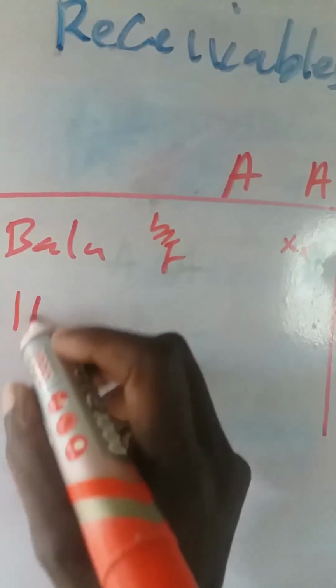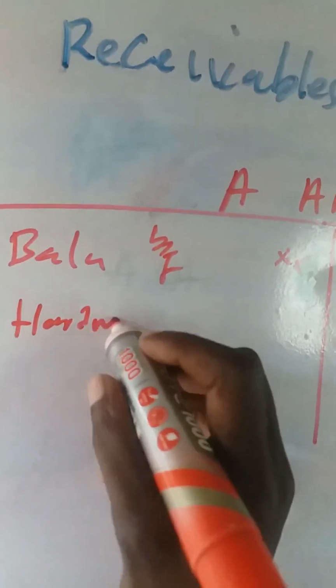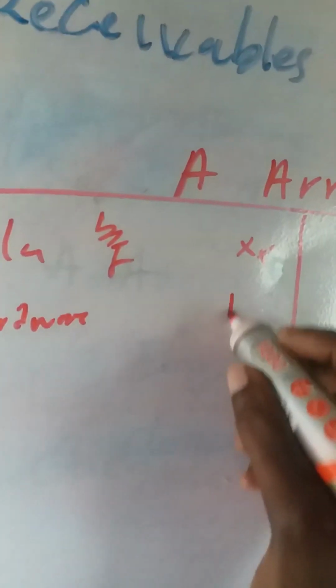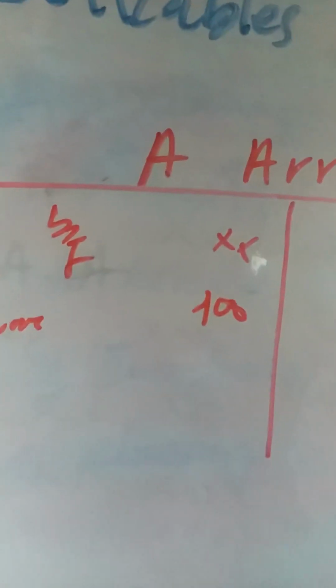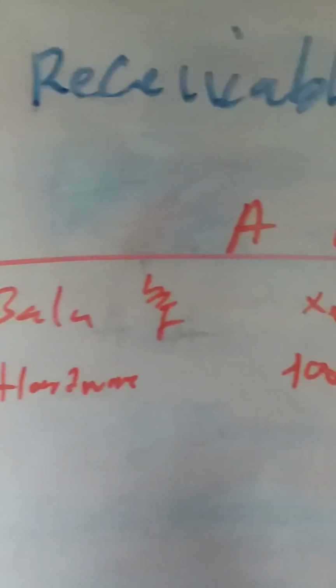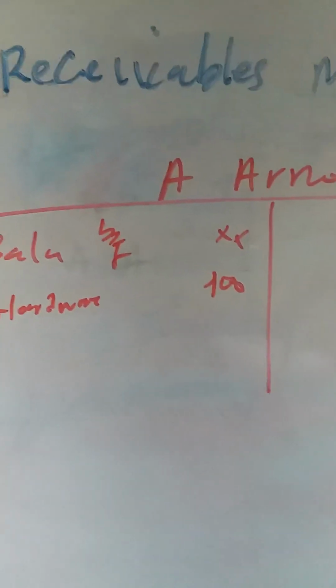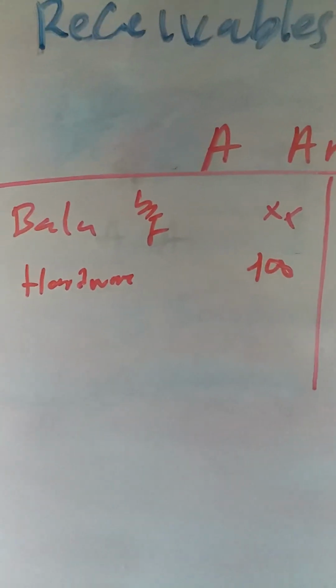So we sold him hardware, 100 kwacha. Okay, 100 kwacha. That's what we sold Anode. And then let's look at what else, the other transaction we had.